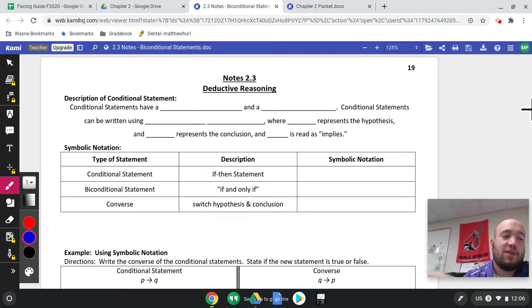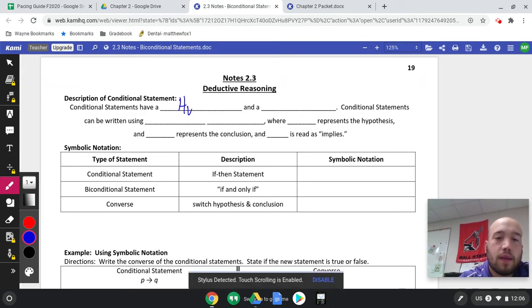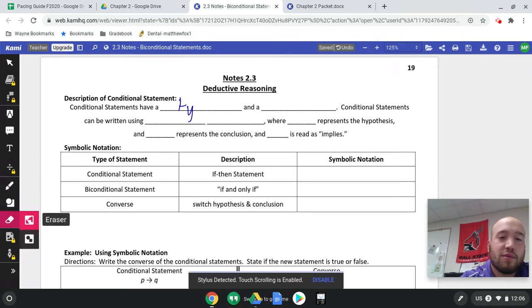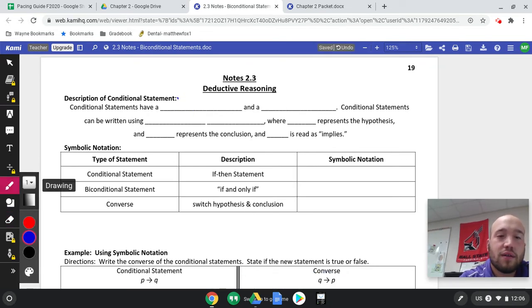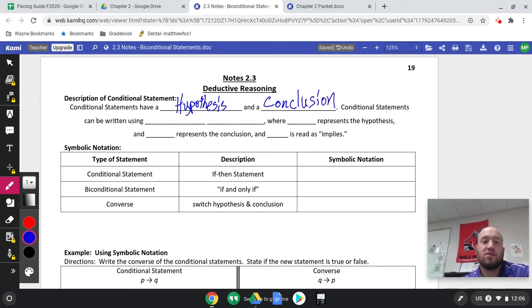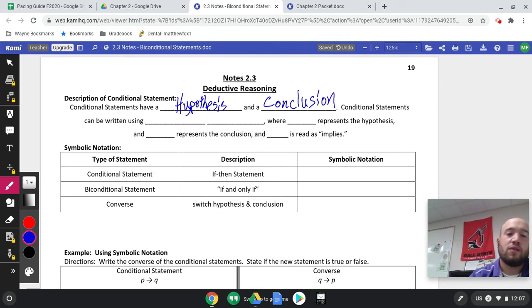Remember, a conditional statement always has two parts. It's got our hypothesis, and then it also, as you know, has our conclusion. The hypothesis comes at the beginning, the conclusion goes at the end. Now, normally we write it as an if-then statement with words. However, it can also be written using something called symbolic notation.